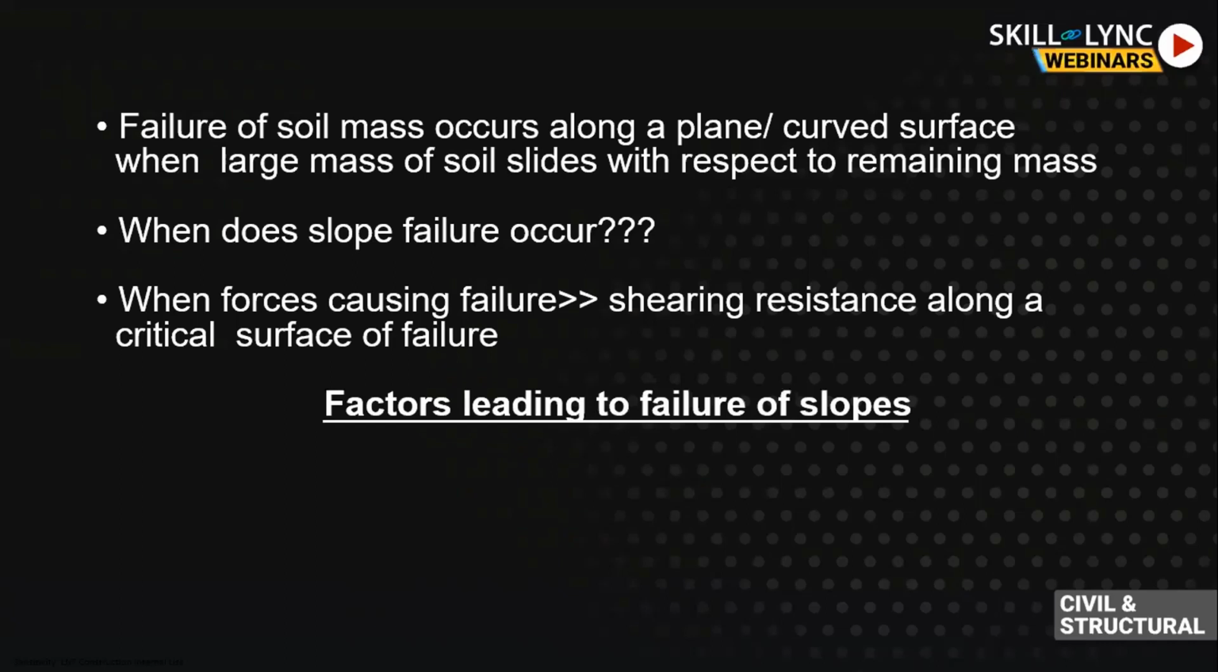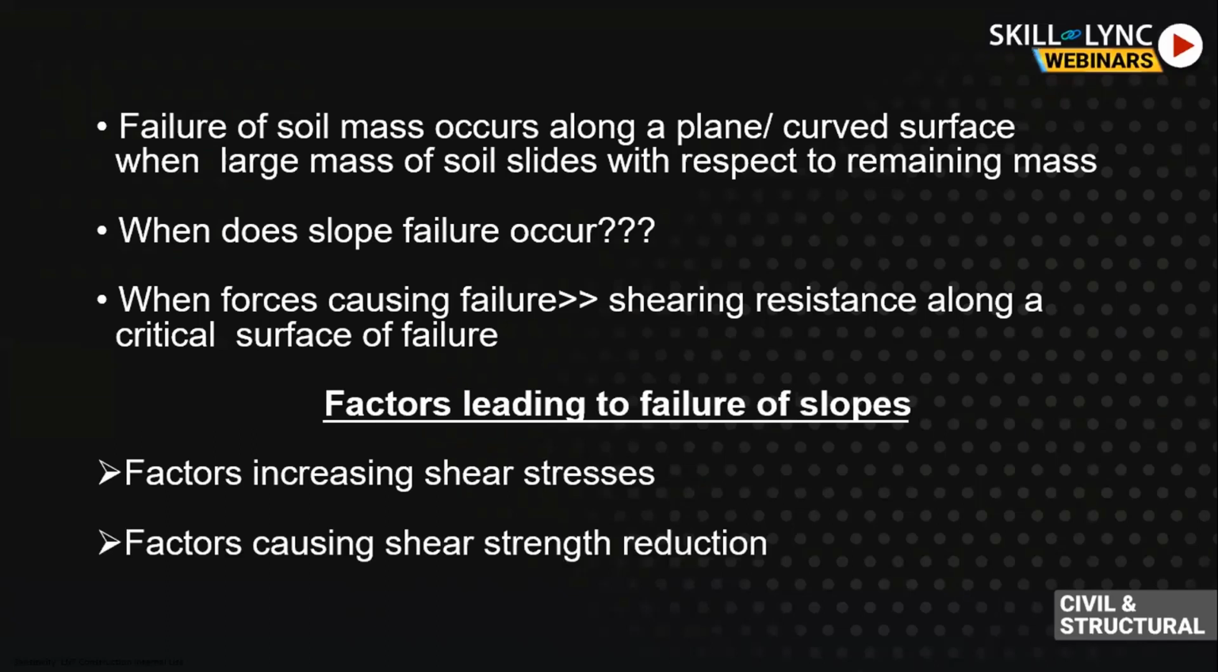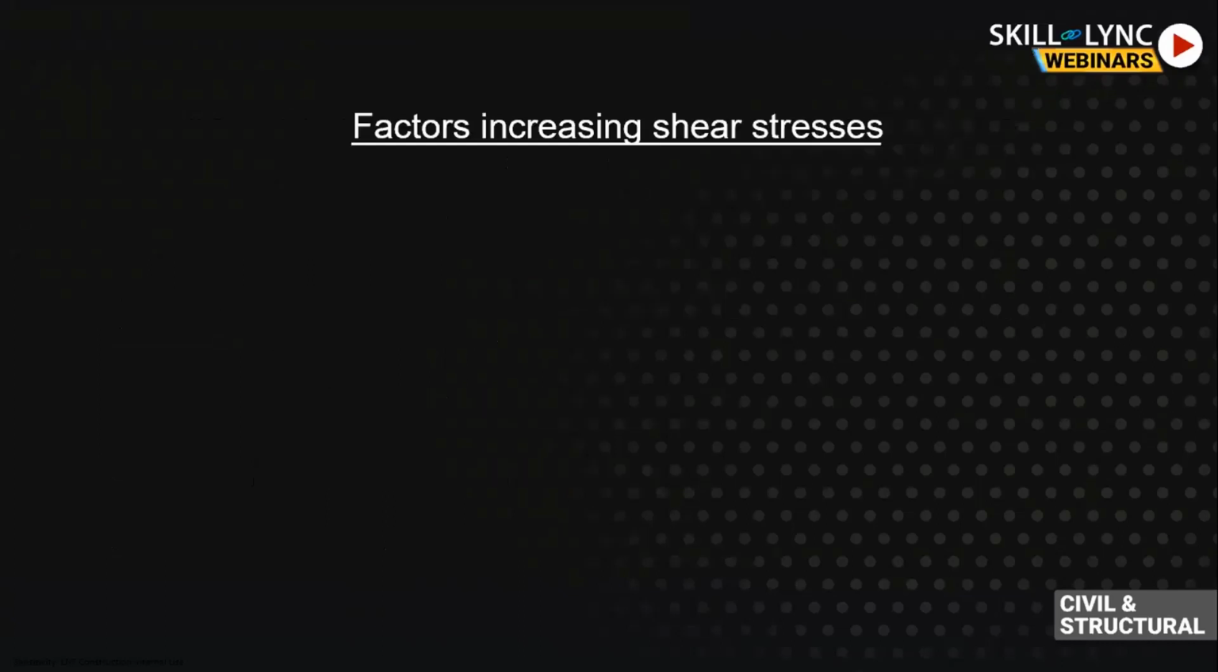So, what are the factors leading to failure of slopes? One by one, let us see. One is when your shear stresses, that is, the forces causing failure, are increased, there is a chance of failure of the slope. When your shear strength is reduced, that is, your shearing resistance is reduced, there is also a chance of failure of the slope.